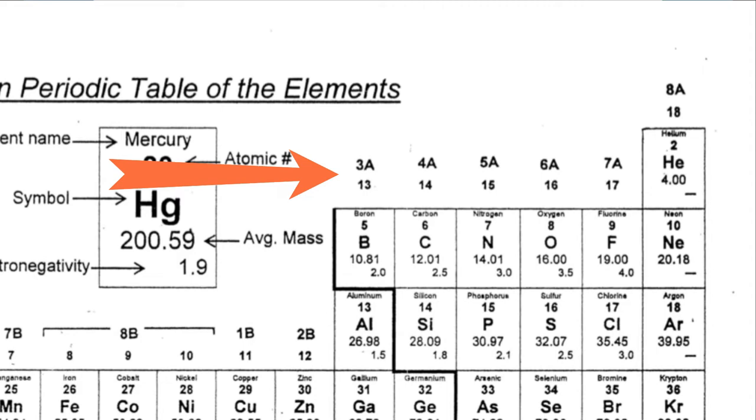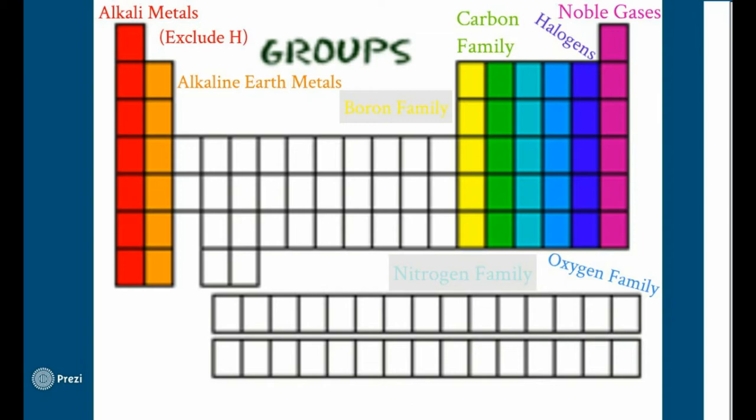So group 1 right here, or group 1A, has how many valence electrons? 1. Group 2A? 2. Go all the way over here. Group 3A, 4A, 5A, 6A, 7A, and 8A. All these guys have that set number of valence electrons. The maximum you can have is 8, okay? Well, for neutral standpoint, that is. Until you get to these guys down here, that's one reason why we did not highlight them.